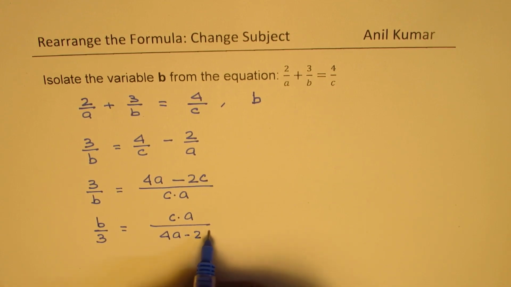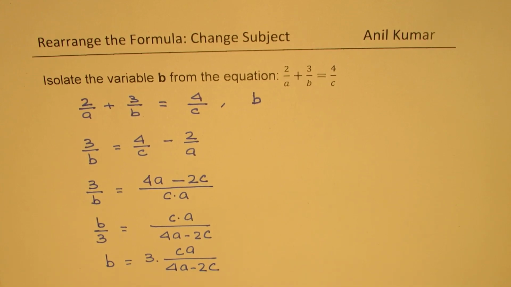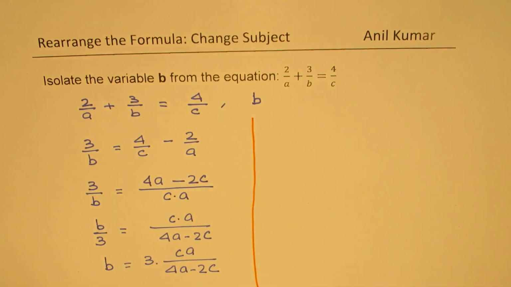minus 2c. Now we can easily isolate b by multiplying both sides by 3, right? So we can isolate b by multiplying 3 on both the sides. So we get b equals 3 times ca, right? So ca over 4a minus 2c. Is that clear to you? So that is how we could change the subject and write down the final result.